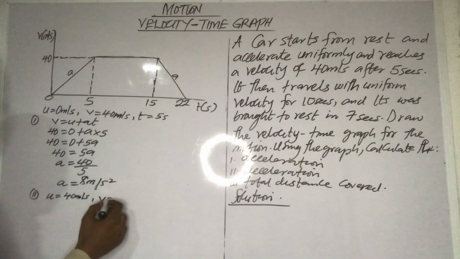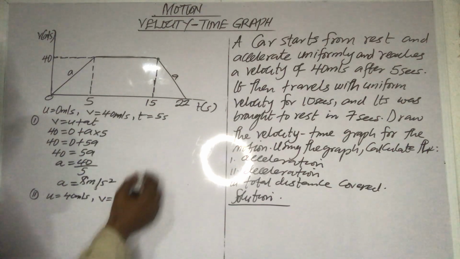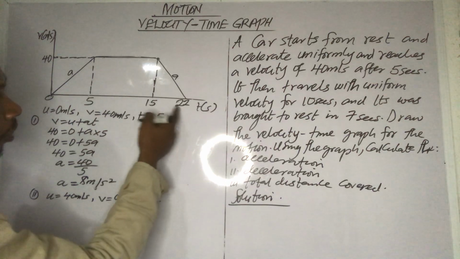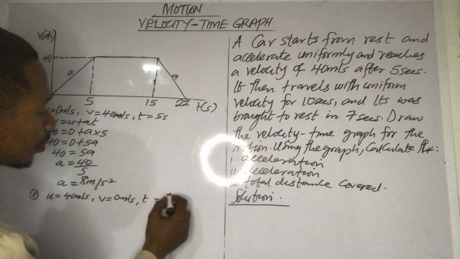Then you have final velocity is 0 meters per second. The body comes to rest. Then my time in this case will be time from here to here. How long? In 7 seconds.